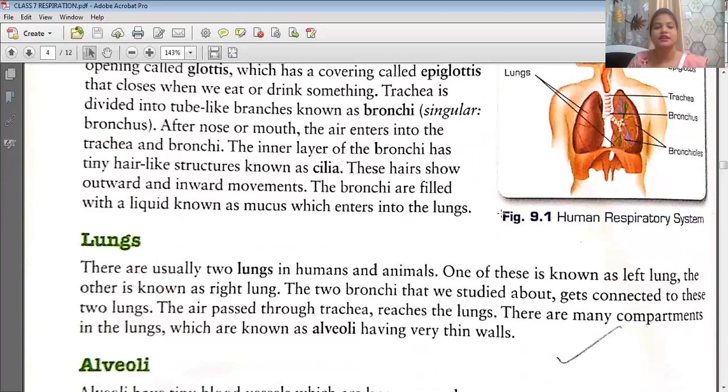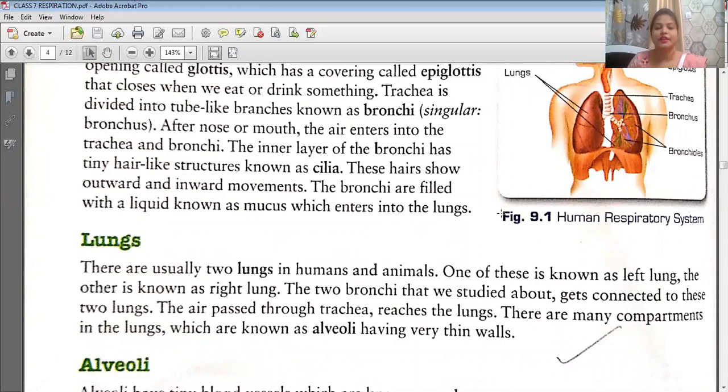This trachea is divided into tube-like branches, and these branches are known as bronchi. The trachea was a single one, and it is further divided into branches. When we speak about a bunch of branches, we call them bronchi, but when we speak about a single branch, it is known as a bronchus.